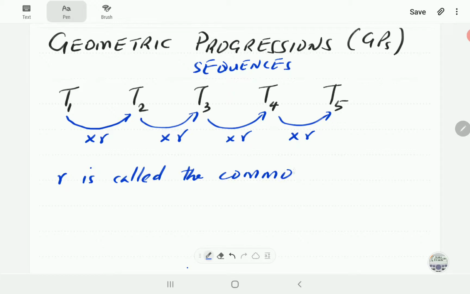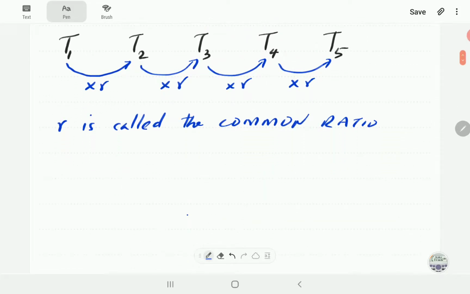So this is the common ratio. This is termed like this because from what we've just said, it means that T2 over T1, for instance, is going to be r. Similarly, T3 over T2 is going to be r. T4 over T3 is going to be r. So if you divide one term by the previous term, each time you're going to get r. So that's why it's called the common ratio.